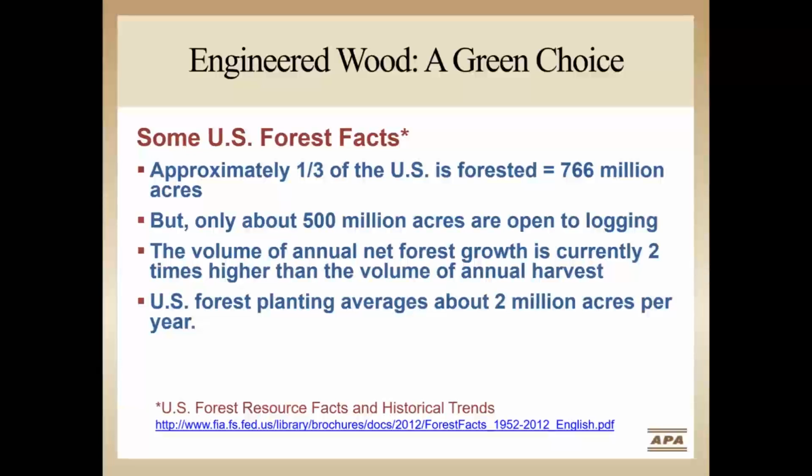And these are some U.S. forest facts. Approximately 1/3 of the U.S. is forested. That makes out to be 766 million acres. But only about 500 million acres are open to logging. The volume of annual net forest growth is currently 2 times higher than the volume of annual harvest. And in the U.S., forest planting averages about 2 million acres per year.